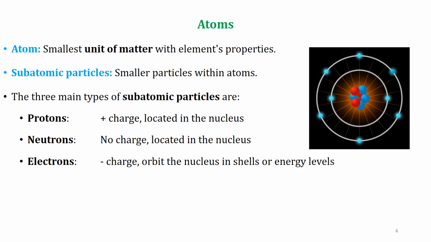Now, let's break things down to the basics. Atoms. They are the smallest unit of matter that still have the properties of an element. Atoms are made of three main subatomic particles: protons, neutrons, and electrons. Protons are positively charged, found in the nucleus. Neutrons, no charge, also in the nucleus. Electrons, negatively charged, orbiting the nucleus in shells or energy levels. Understanding how these particles interact helps us understand chemical bonding.